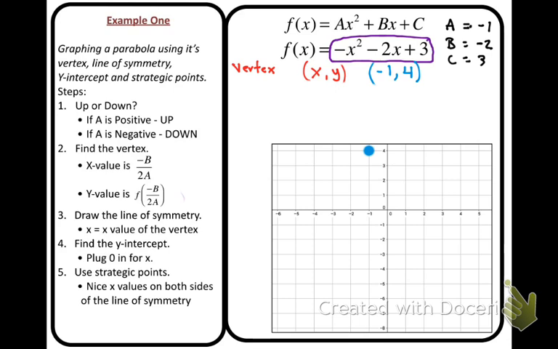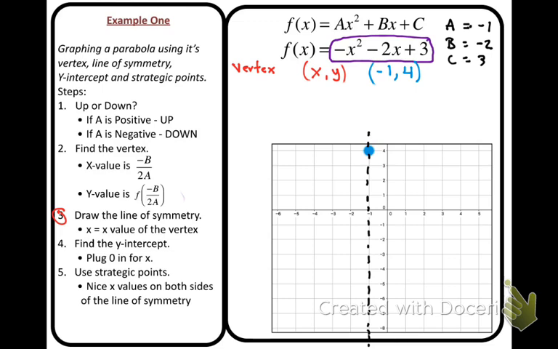Now, going on to number 3. Draw the line of symmetry. The line of symmetry will always go straight down through the vertex. So if that's our vertex, our line of symmetry is straight down through the vertex. That's going to be that line that cuts our parabola exactly in half.